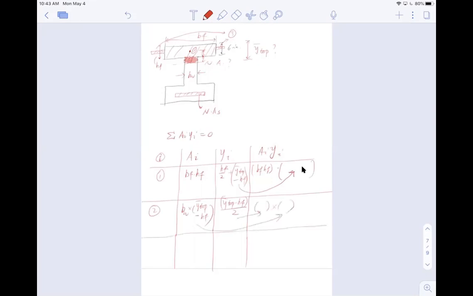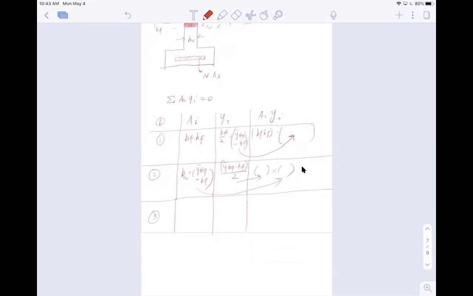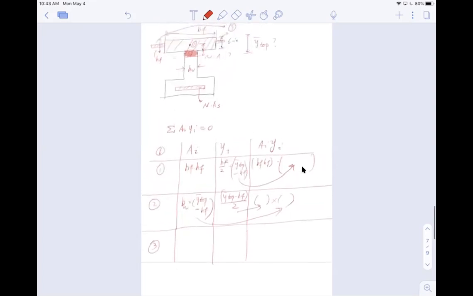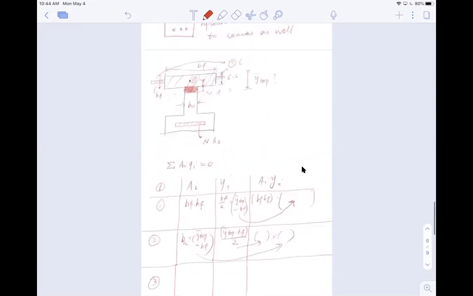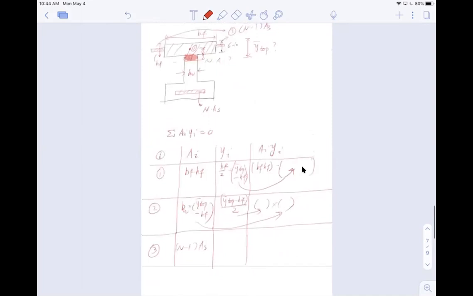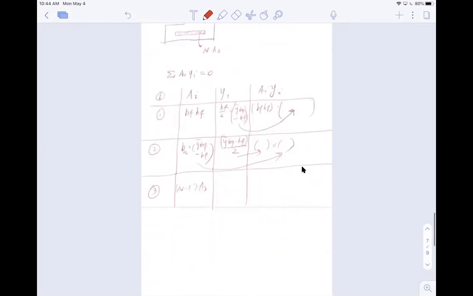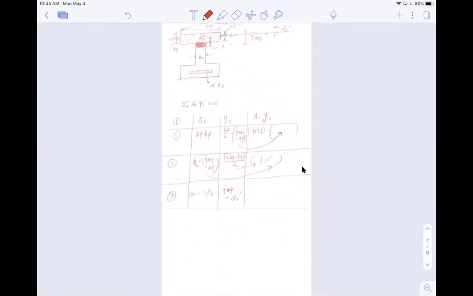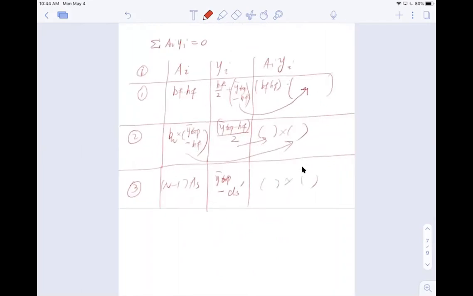Now I have part 3, which is the top wing part, and we know this is n minus 1 As. The distance will be what? Here I have the concrete cover of ds prime, so there will be y top minus ds prime. And then these two are multiplied together.